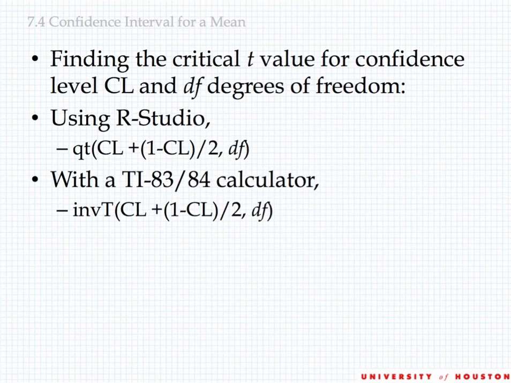Finding the critical t value for a confidence level, CL, and df degrees of freedom, remember our degrees of freedom is equal to n minus 1, is found by qt in RStudio or inverse t, invT, in the calculator. What we put into our calculation is the same as what we did with the standard normal: confidence level plus (1 minus confidence level) over 2, but now we have to add our degrees of freedom.